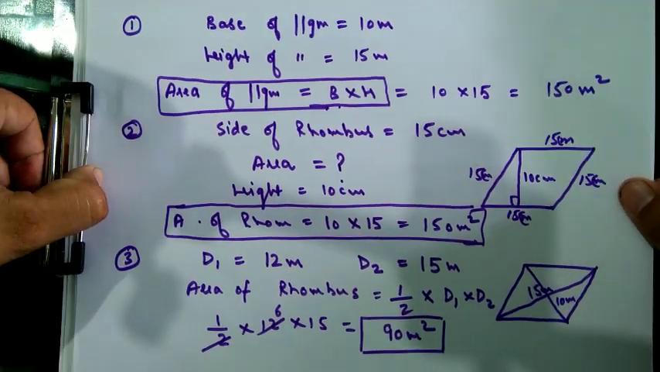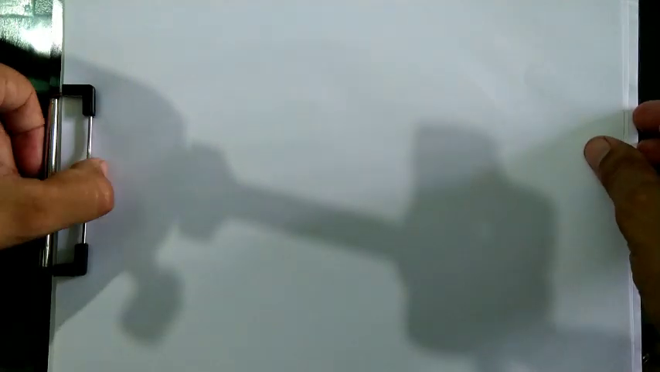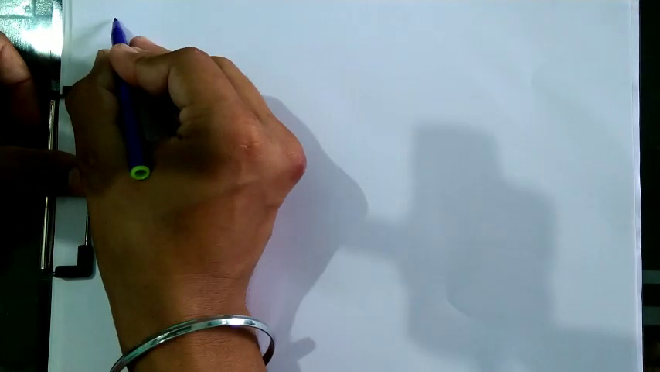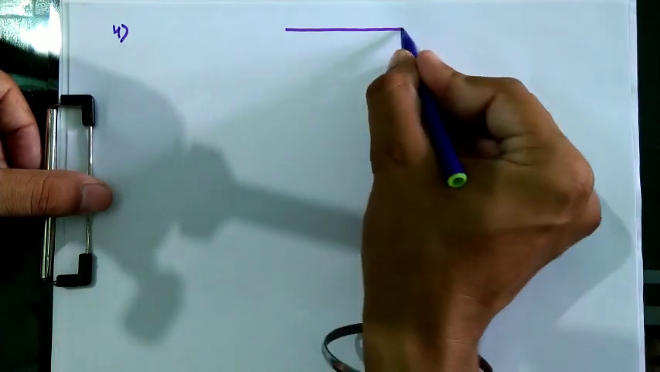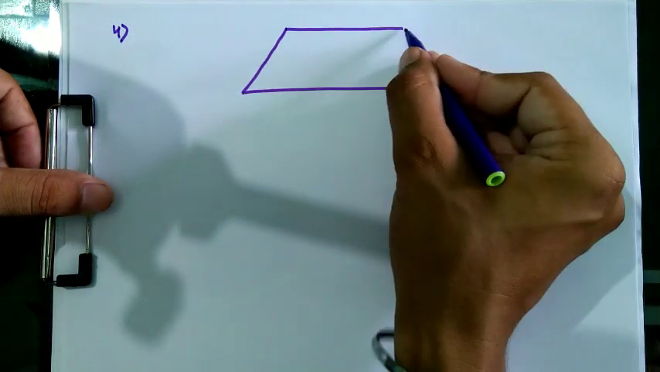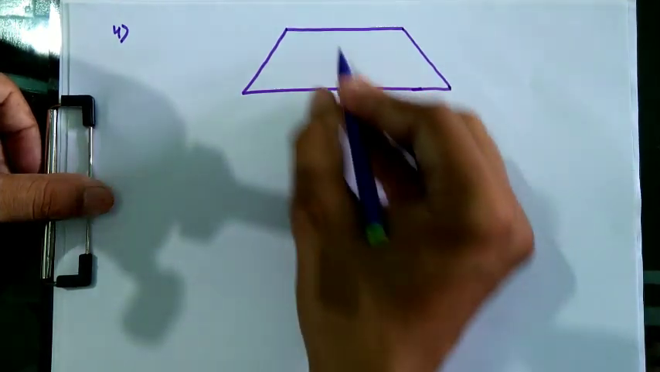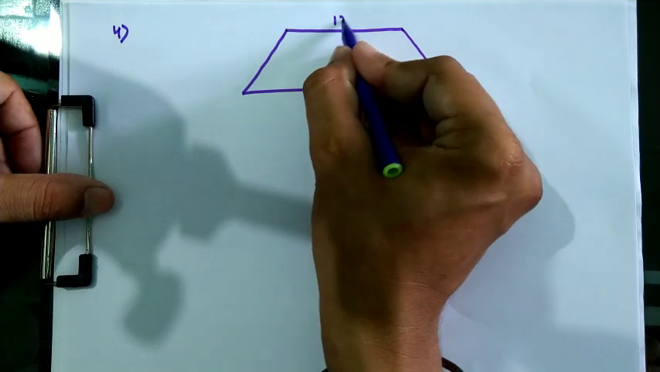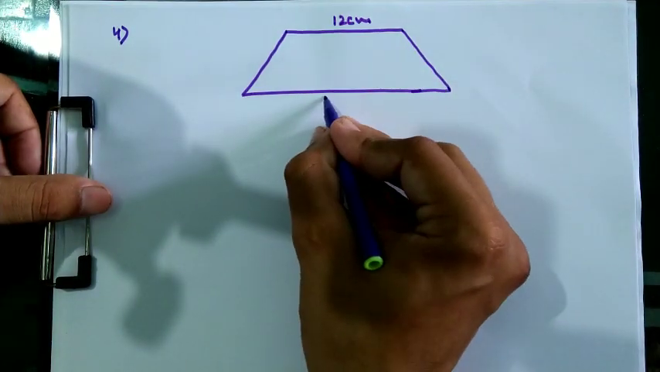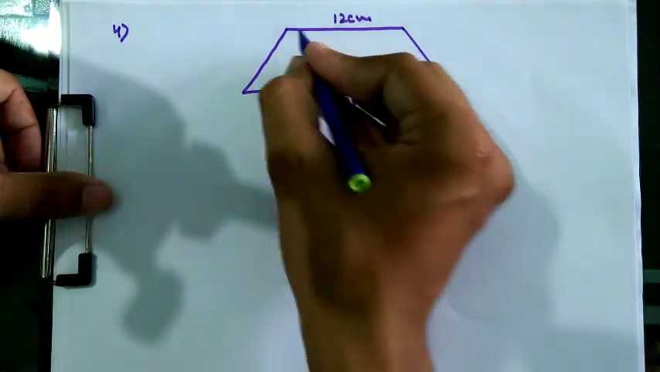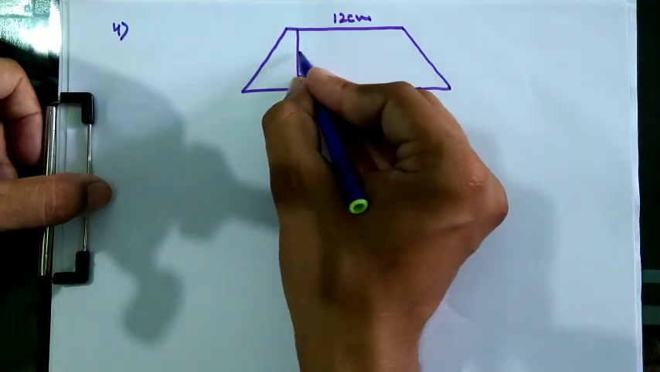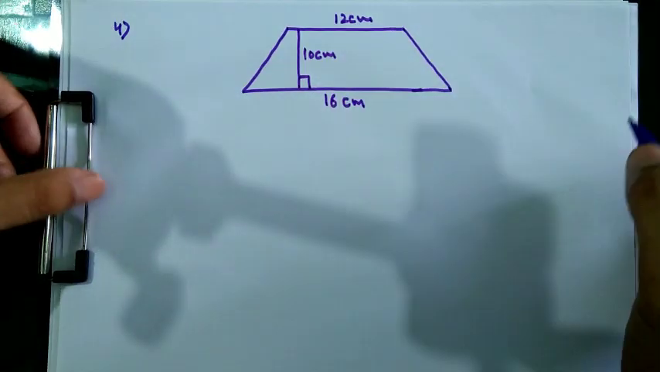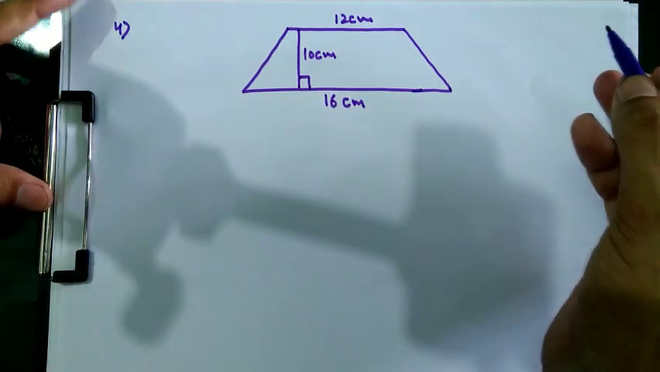Now on the next page I will explain the area of a simple trapezium. This is your question number 4. Let's say they give us this type of trapezium, that is isosceles. They are saying that the upper side is 12 centimeter and the lower side is 16 centimeter, and the corresponding height is 10. So we have to find the area of this trapezium.